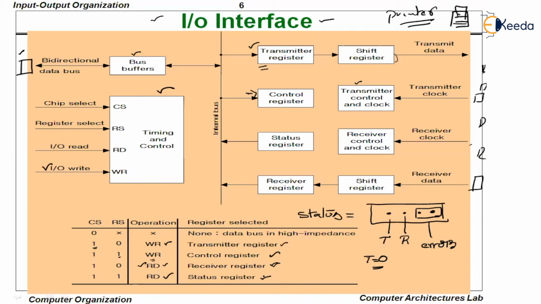By using one I/O interface, you can connect as many as 8 devices. This is also called UART, Universal Asynchronous Receiver Transmitter, by using which you will be able to communicate with 8 input and output devices simultaneously. This is how you are going to design it.